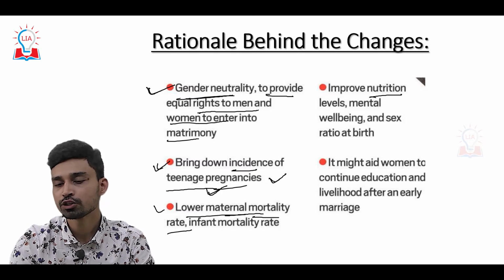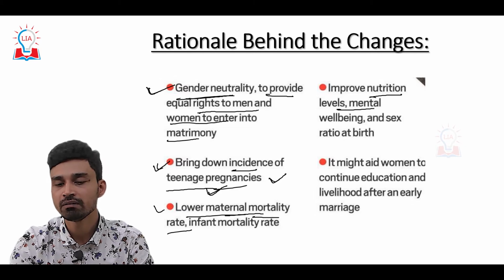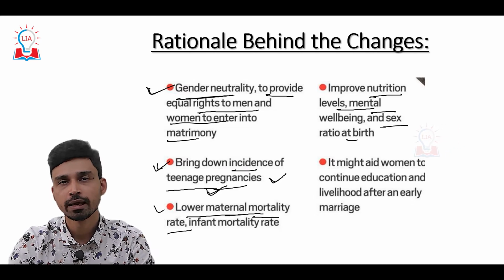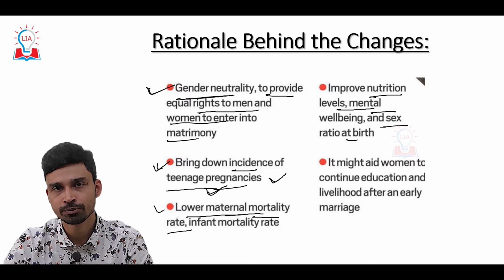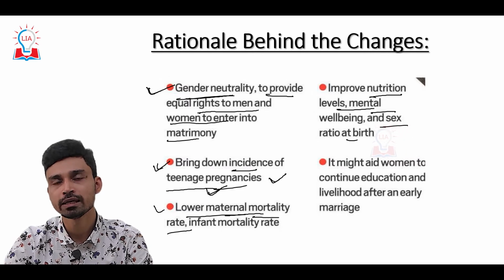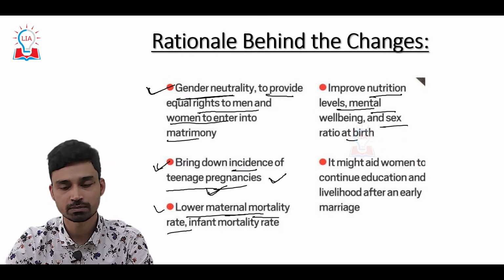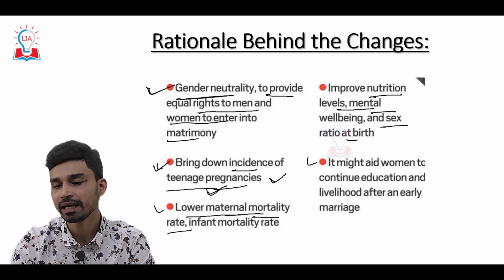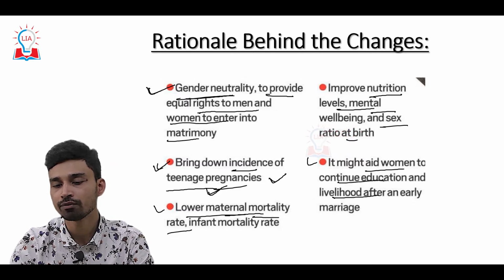Fourth, raising the age of marriage will also improve nutritional level, mental well-being, and sex ratio at birth, as a girl will be more mature both physically and emotionally when she attains 21 years of age, as per the government. And last, it might aid women to continue education and livelihood after an early marriage.